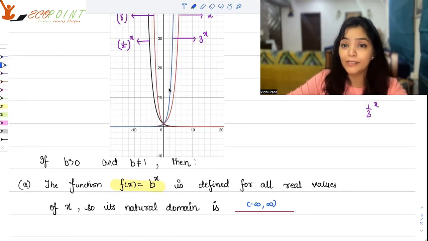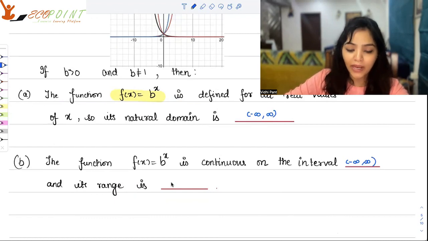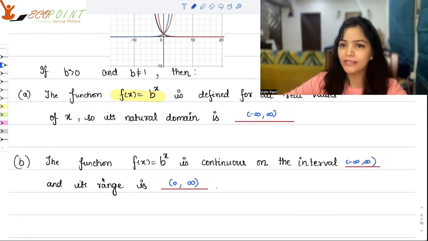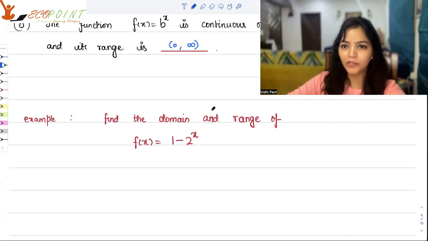Your y is always positive, which means the range is from 0 to infinity. It's approaching 0, but it's never equal to 0. So therefore, the range is the open interval 0 to infinity. Let's work on a problem together.